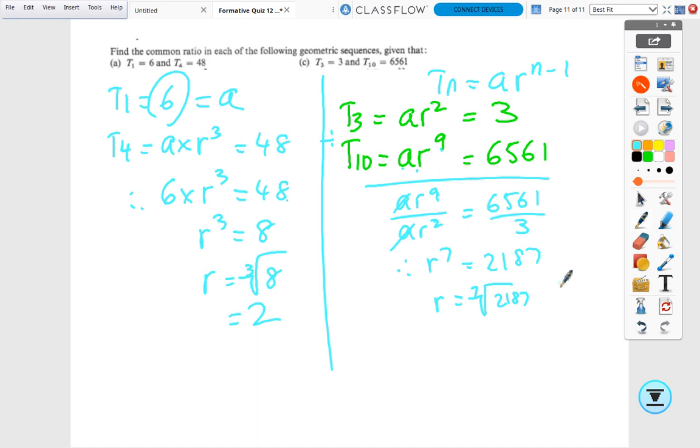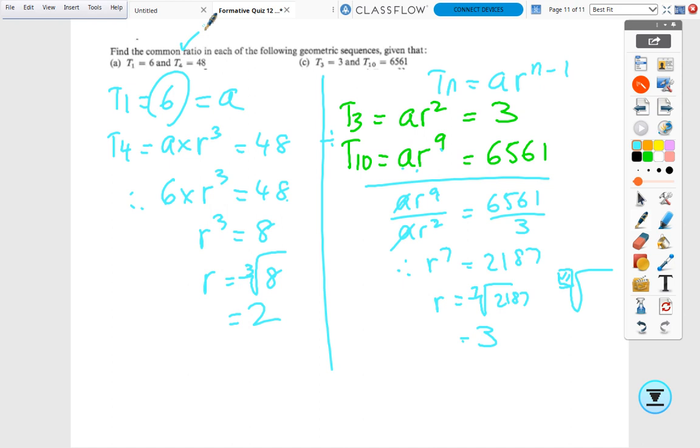So use your calculator. I think there's a button that looks like that, and you put the 7 in, and then shift, ans, put the answer there, and put a 7 there, and you get 3. So R equals 3. Find the common ratio. Done. Okay, so hopefully that's it.